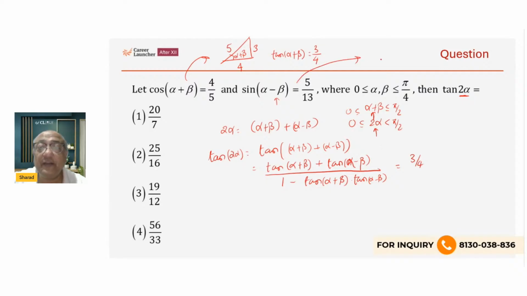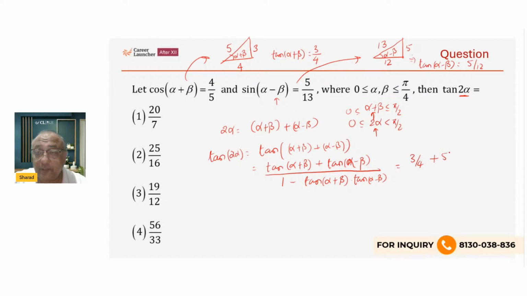Similarly, I'll find it here. I will not use any identity. I will just use this triangle method. Remember our Pythagorean triads. This is 5, this is 13, so this will be 12. Why? Because sine is side opposite upon hypotenuse. Okay, now from this triangle, I can easily tell that tan alpha minus beta is equal to 5 by 12.